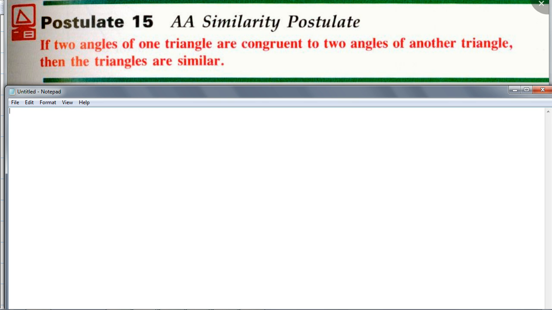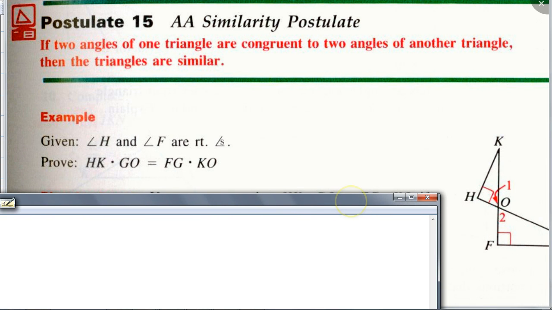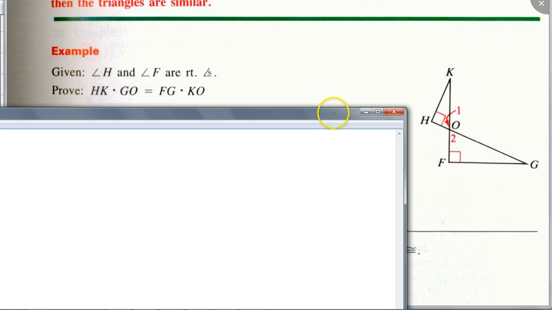So knowing this, let's do an example. Is that okay? So here's our example. Take a look at this one here. Okay, hold on. Here we go. It says H and F are right angles, and you have HK times GO equals FG times KO. That's what we want to prove.